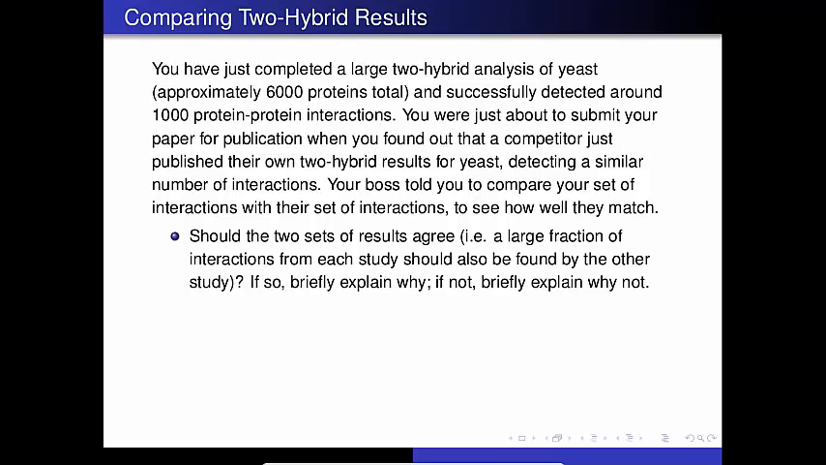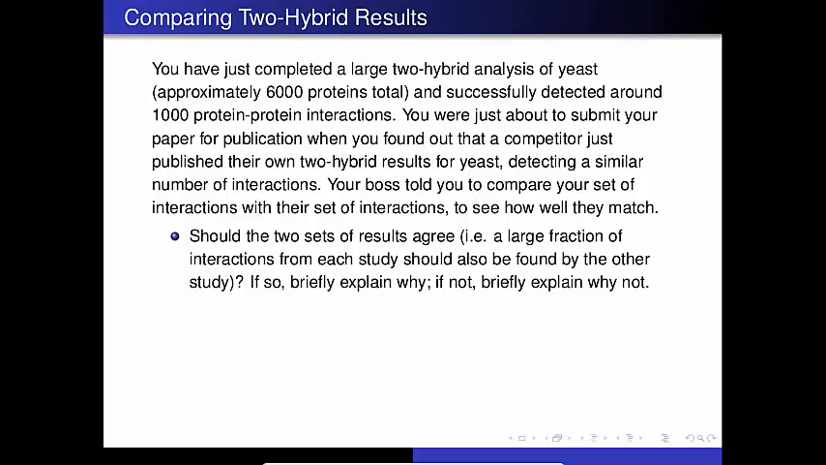Obvious question, do we expect the two sets of results to agree with each other? And when I say agree, I mean that a large fraction of the interactions found in study A are also expected to be found in study B as a basic criterion of quality of the studies. If that's not the case, then there's something wrong with it, basically that its results are wrong, for example.